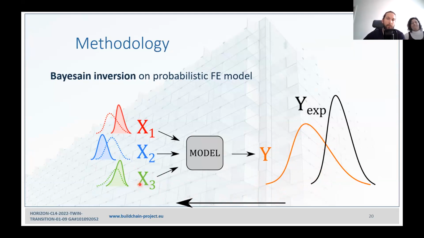And so using Bayesian theorem, we employ information about prior knowledge about those input parameters and the information about outputs to get updated probability distributions of input parameters. And those probability distributions are then called posterior distributions. And they teach us about what maybe the as-built characteristics of a building are.